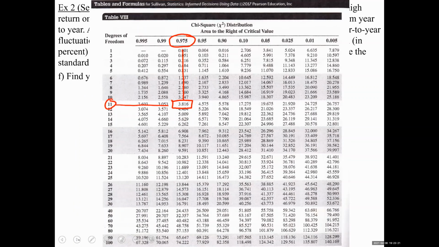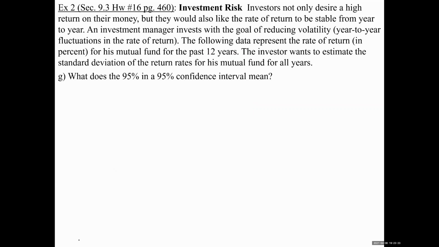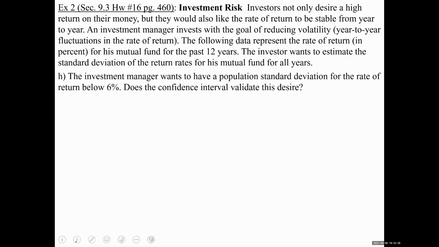I'm going to go ahead and skip part G because we keep going over what it means, so you know how to do that. Let's go to part H again. Like in example 1, they're saying, now that you built the interval, let's answer a question. The interval is supposed to give me useful information. It's going to be useful in answering this question.